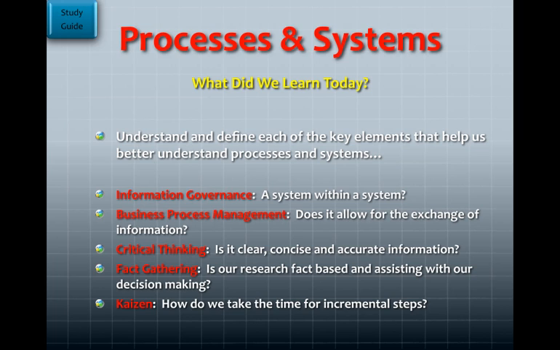So, what did we learn today? We learned that a process and a system, although they work together, are completely different. We learned that critical thinking is about clear, concise, and accurate information, and fact gathering is more the impetus or the start for research. And then Kaizen is how we take these small incremental steps over time that help us toward improvement ultimately in our organization and in our systems and processes.